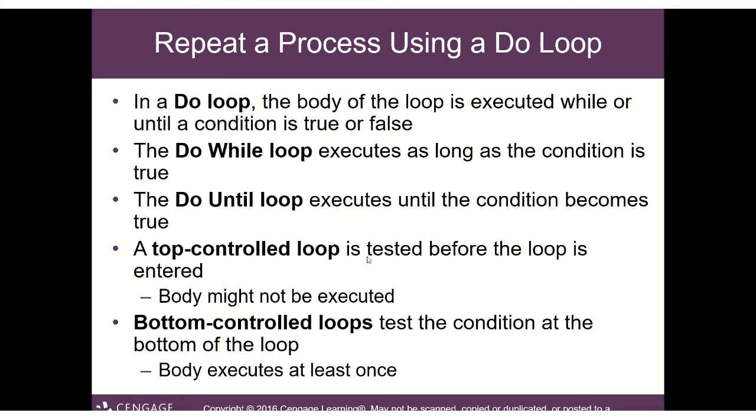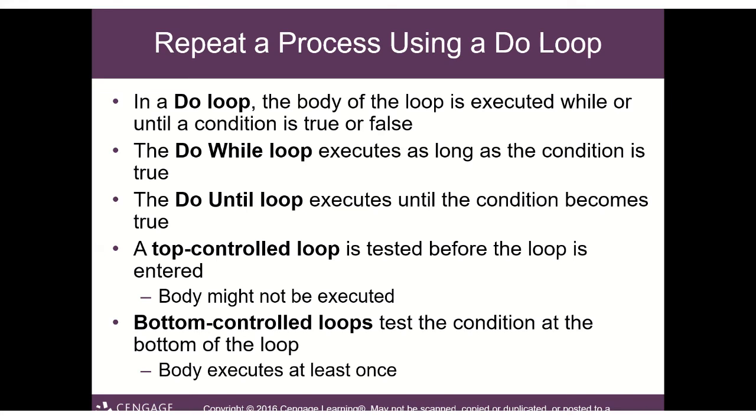Now, repeat a process using a Do loop. In a Do loop, the body of the loop is executed while or until a condition is true or false. The Do While loop executes as long as the condition is true. The Do Until loop executes until the condition becomes true.